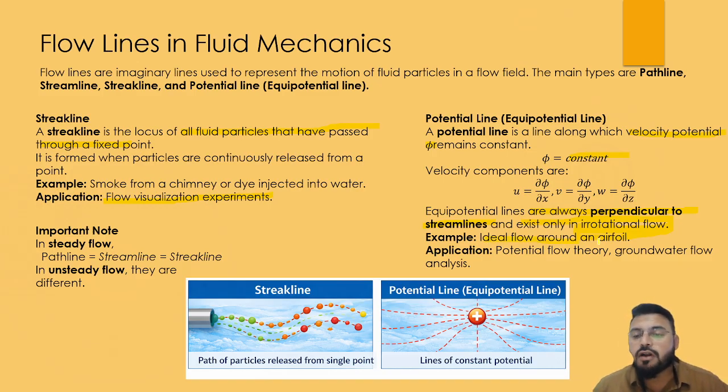Example is ideal flow around an aerofoil. Applications are potential flow theory and groundwater flow analysis. Very important. So these are the lines having constant potentials.